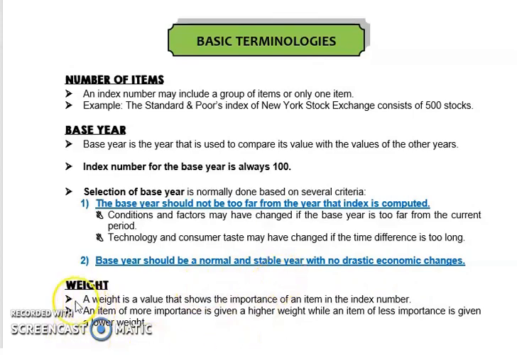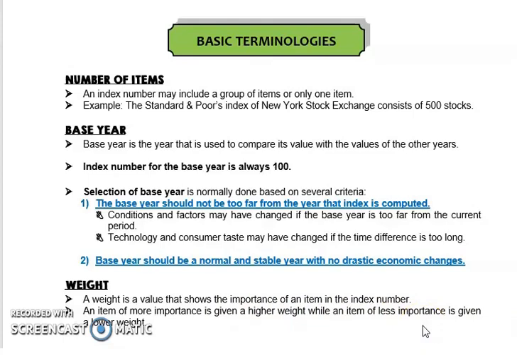Okay, last one, weight. So what is weight? It is a value that shows the importance of an item in the index number. An item of more importance is given a higher weight, while an item of less importance is given a lower weight.